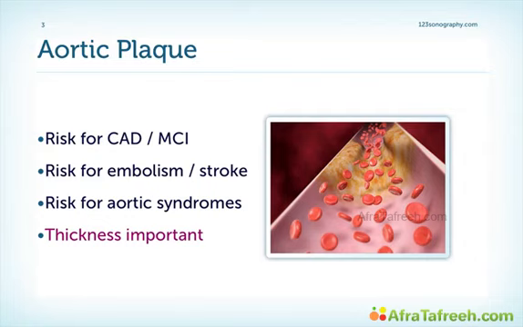The presence of aortic plaque denotes an increased risk for coronary artery disease and myocardial infarction. It increases the risk for embolism and stroke, and it is a risk for aortic syndromes. Furthermore, we also know that it is not only the presence, but also the severity, especially the thickness of the plaque, which plays a role.